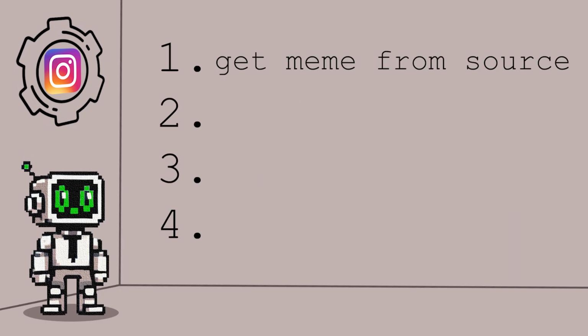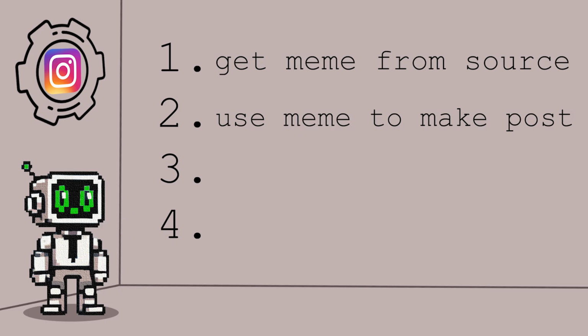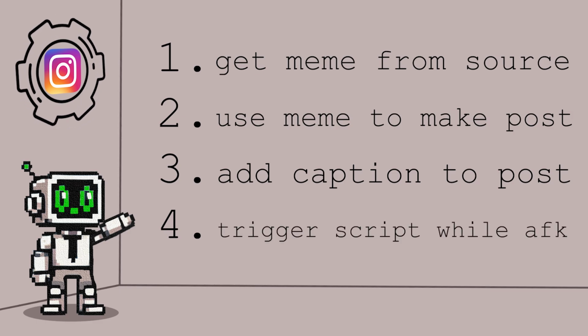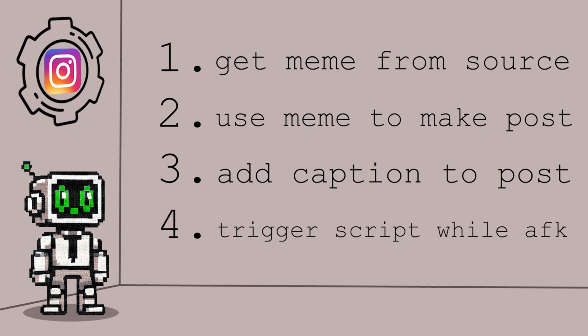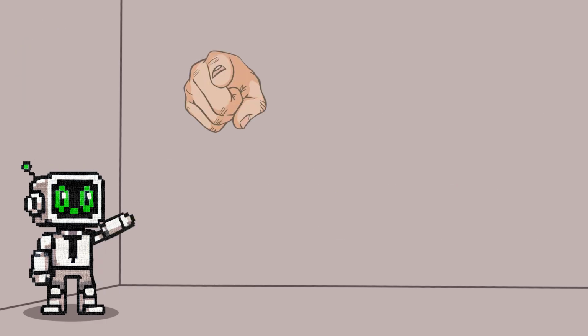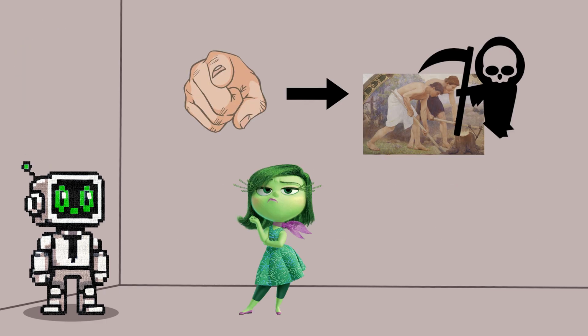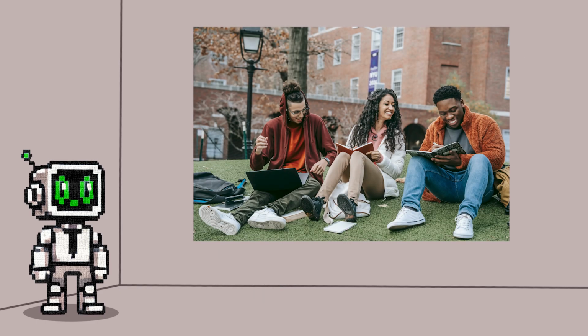Now that we have our meme from a source, we need to use that meme to automatically create a new Instagram post. Then we just need some way to add a caption automatically. And finally, we need something to actually trigger the script that will make all of this happen in the first place without me having to do anything. I mean, the whole point of this was to eliminate manual labor, so it would kind of defeat the purpose if I had to go and actually start up a script personally, physically.